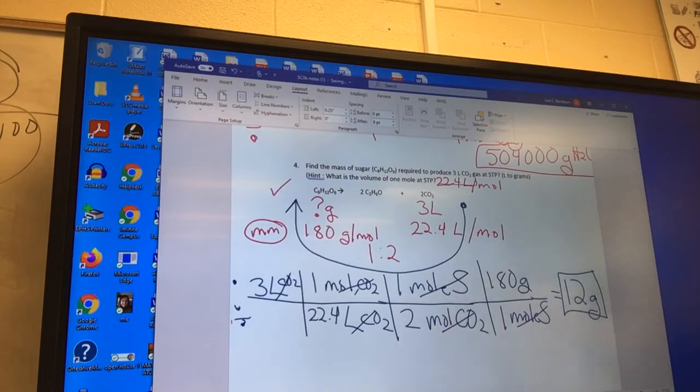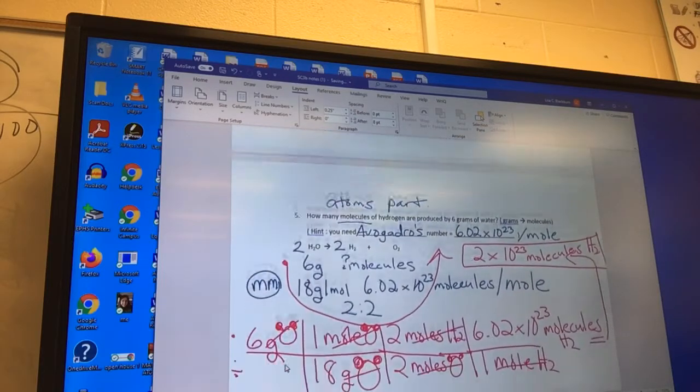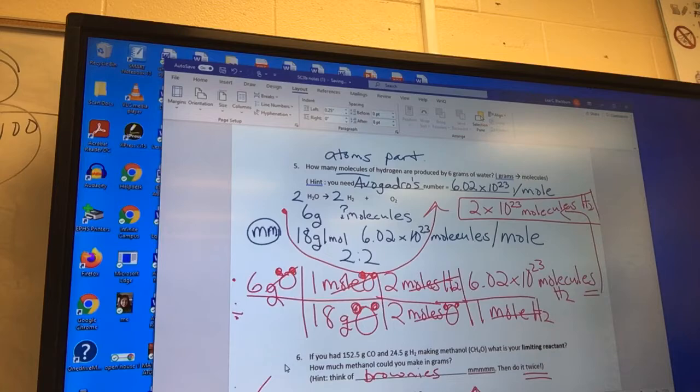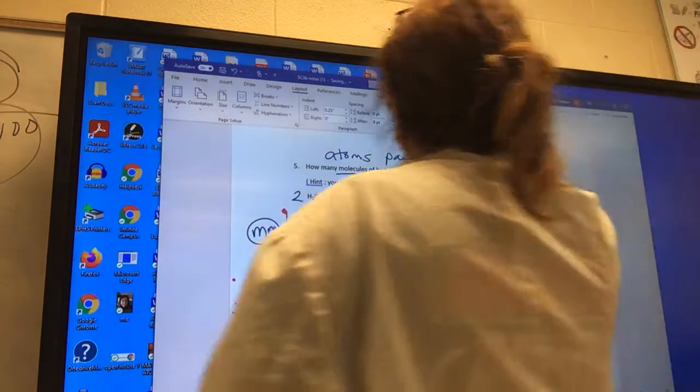So that's what you do if there is a gas. You use that 22.4 liters. Now, this time, it's atoms, molecules, or particles.